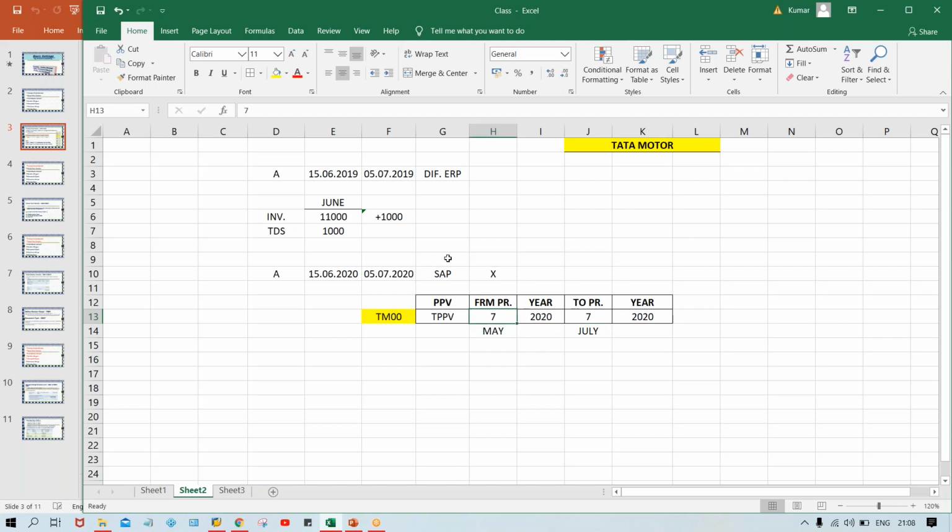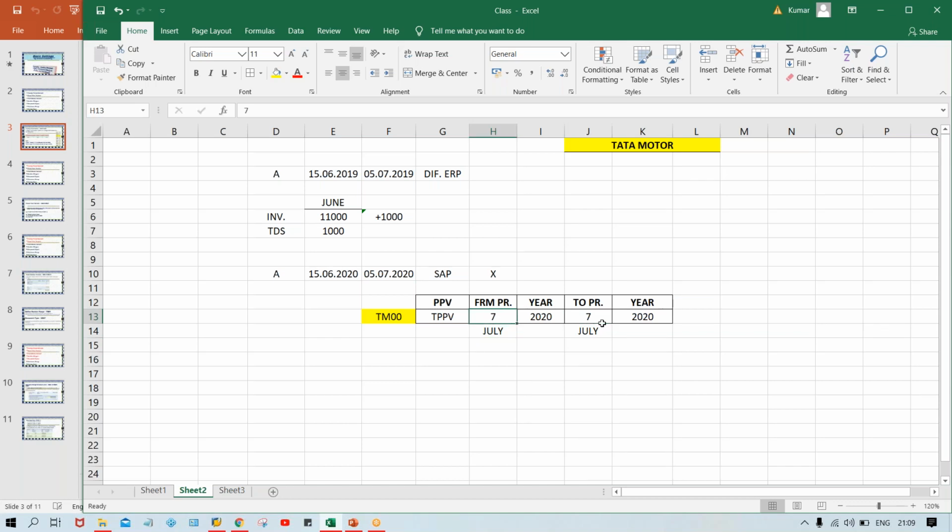So now let's suppose for him there is a restriction. 7th period got open, it means only July to July, no June. So he won't be able to post the transaction. Okay, he won't be able to post the transaction. So this is what the control. Okay, it means here we can open and close the period for transaction posting, right?